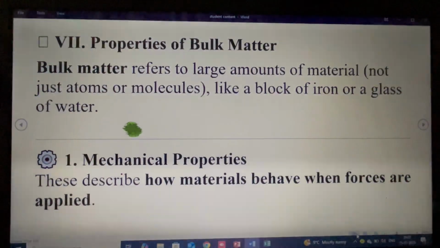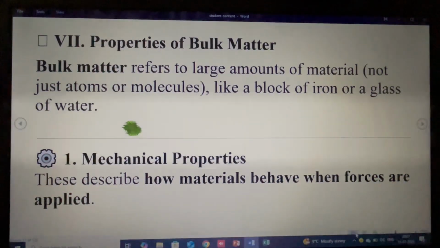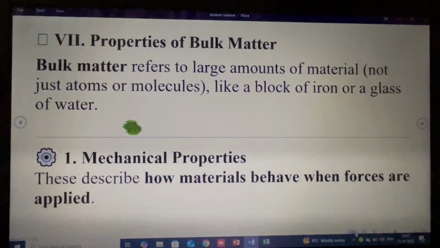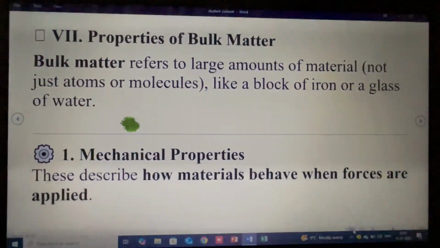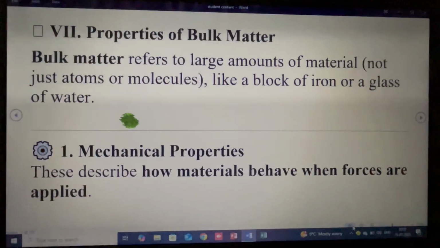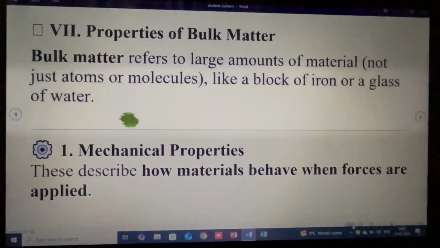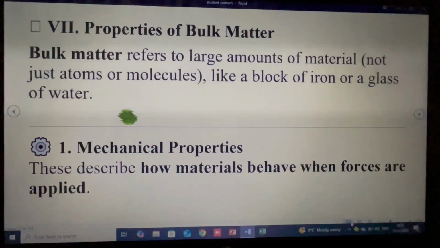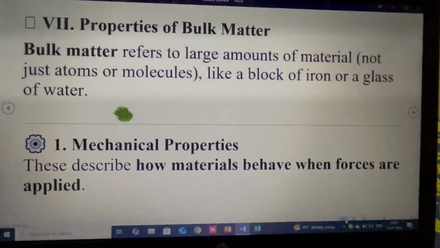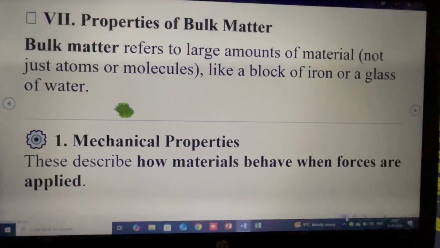Let us discuss the properties of bulk matter. Bulk matter refers to large amounts of material, not just atoms or molecules, like a block of iron or a glass of water. Mechanical properties describe how materials behave when forces are applied.